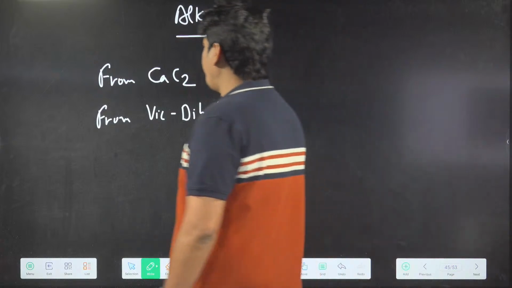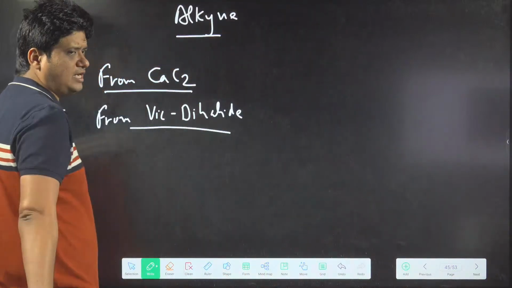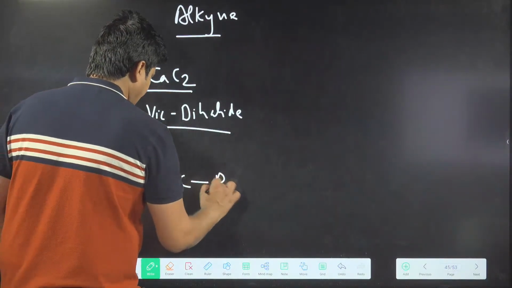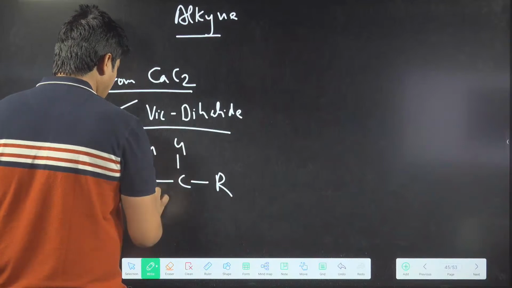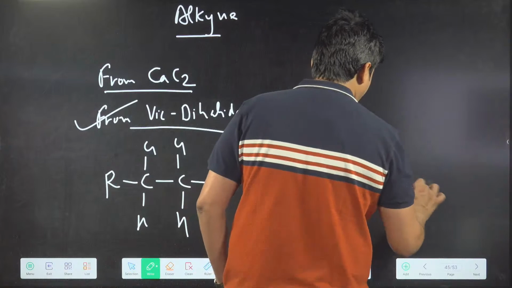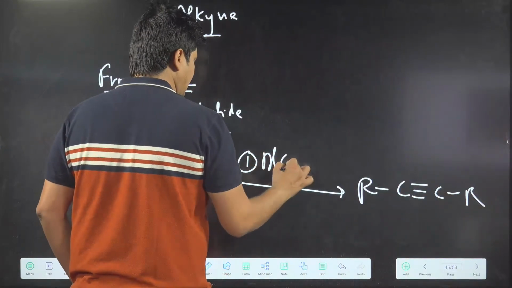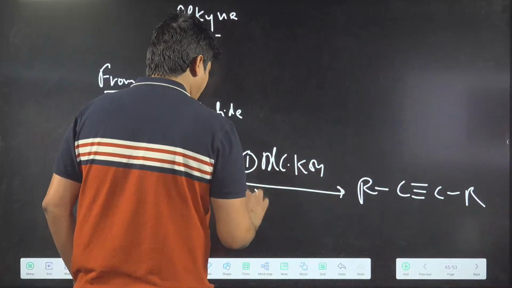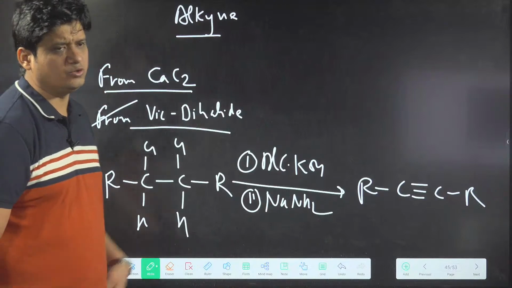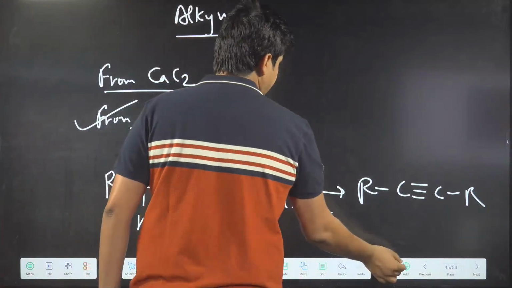Now, preparation of alkyne from CaC2 and vicinal dihalide. Vicinal dihalide, we just discussed it. If a vicinal dihalide is there and I want to prepare an alkyne, what will I use? I will use alcoholic KOH followed by the addition of sodamide, or I can directly use sodamide. Next, from calcium carbide.